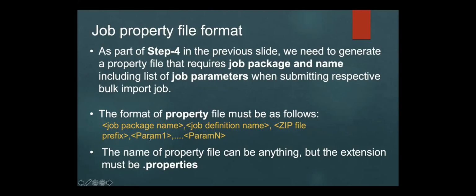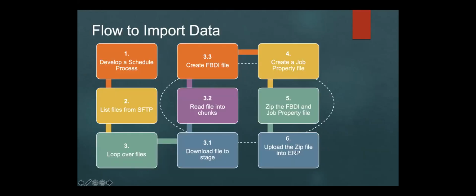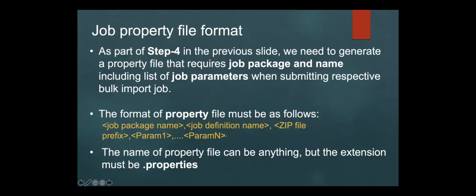So these 3 parameters, and then there will be parameter 1 to parameter n. Parameter 1 to parameter n depend on the job which you will kick off. If it is supplier, there may be a different set of parameters. If it is AR, there may be a different set of parameters. It can be 2, it can be 3, it can be 10, it can be more. So this is the complete file which you need to generate, and the extension must be .properties.